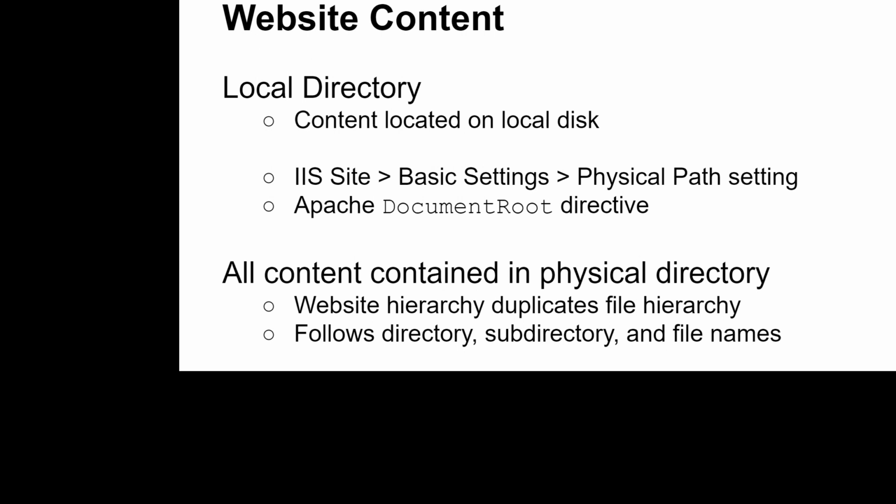All content is contained inside of a physical directory, and the website hierarchy duplicates the file hierarchy. So if you have a site named website 1 with a directory named images, then the URL that you need to access the images directory still follows the same path as the physical directory.